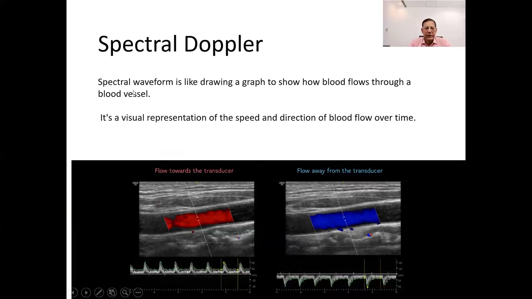Secondly, Doppler study can be a spectral Doppler study, which is the graphical representation of blood flow velocity over time. Like color Doppler, it also tells us both the velocity and direction of blood flow, which are important in hemodynamic assessment. The spectral waveform is displayed above the baseline if the flow is towards the transducer, analogous to red in color Doppler, and below the baseline if the flow is away from the transducer, analogous to blue in color Doppler.